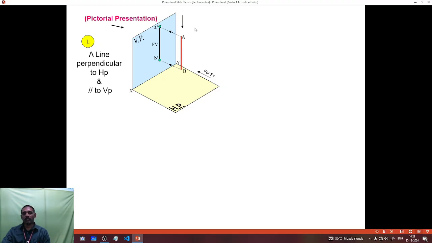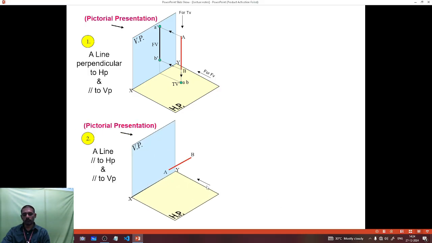Next we use the top view. The particular line is located onto the HP as a single point, so A and B are located together here. This is the first case. The second case is a line parallel to HP and parallel to VP. How do we draw this case? This line AB is parallel to HP and parallel to VP.